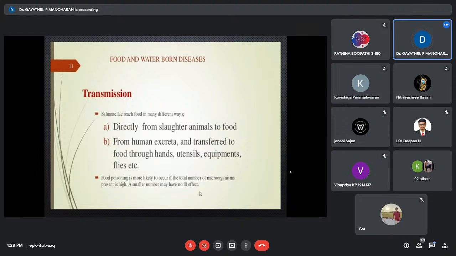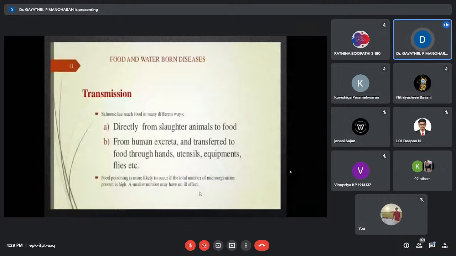They say so. So how it is transmitting, if you see, directly from water animals to food. Already we know from the cutting area itself, if the washing water is not good, that may contaminate our food from human excreta and transfer to food through hands, utensils, equipments, fleas, etc.